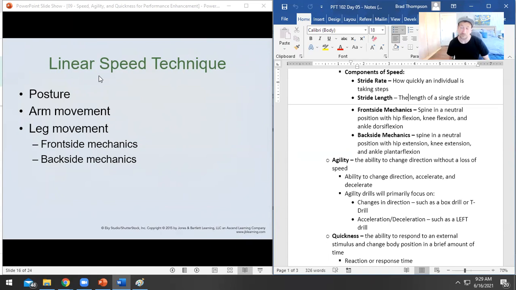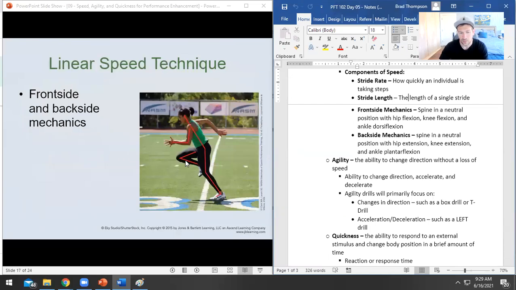And then we want to see in your legs proper front side mechanics and proper back side mechanics. Your front side mechanics are what your front leg is doing. That's what we're seeing right here. She's got proper front side mechanics right here. And then backside mechanics are what your plant leg or your back leg is doing, okay? So proper front side mechanics includes hip flexion. You can see here, she's got her knee pulled up towards her. Backside mechanics include hip extension. So her leg is extended away. So hip flexion for front side mechanics, hip extension for backside mechanics.